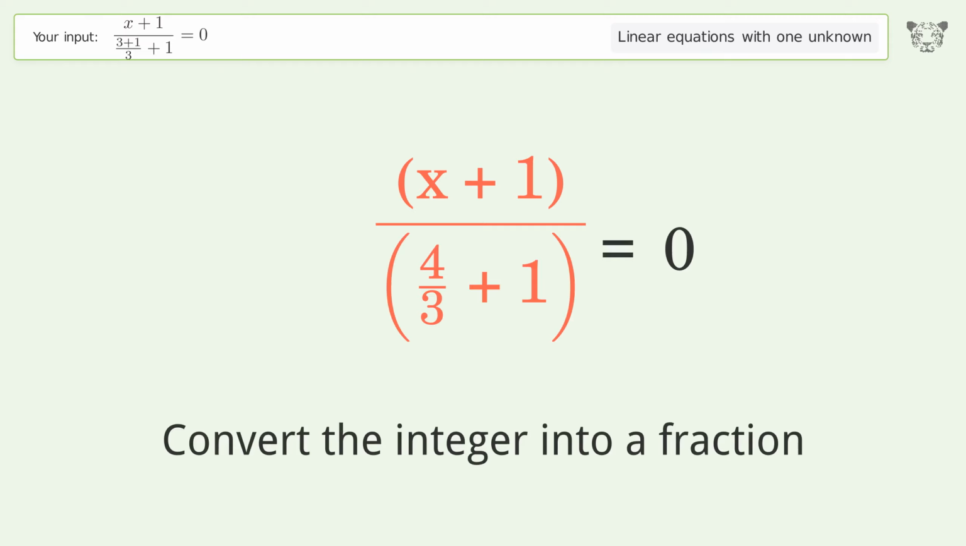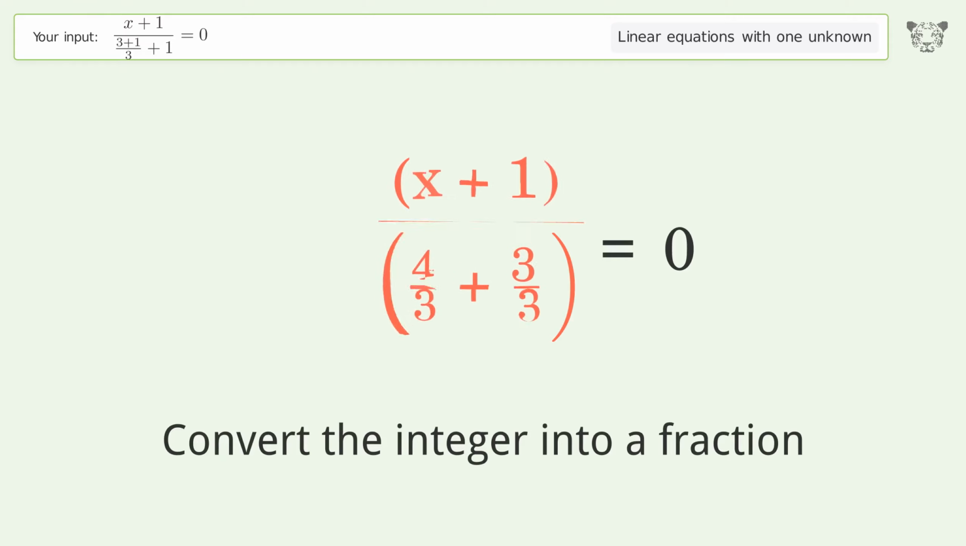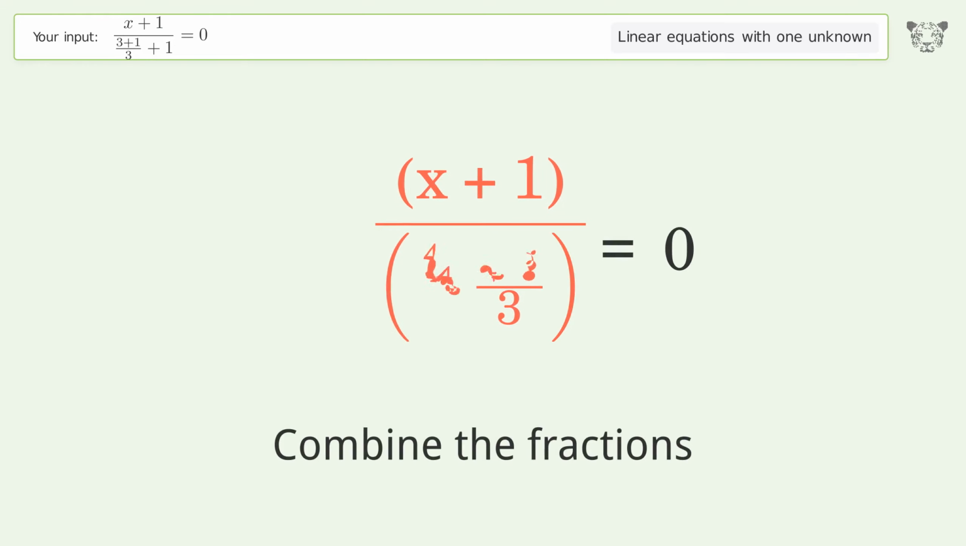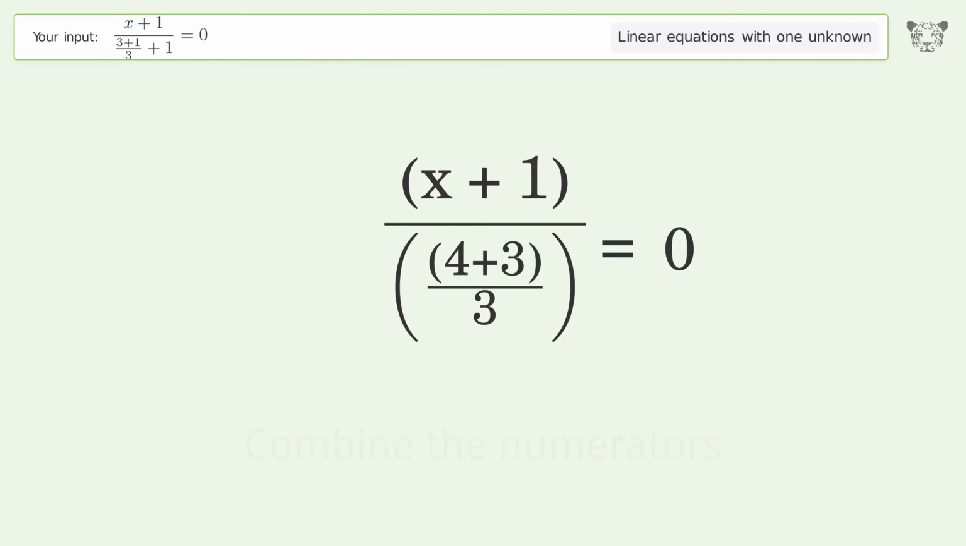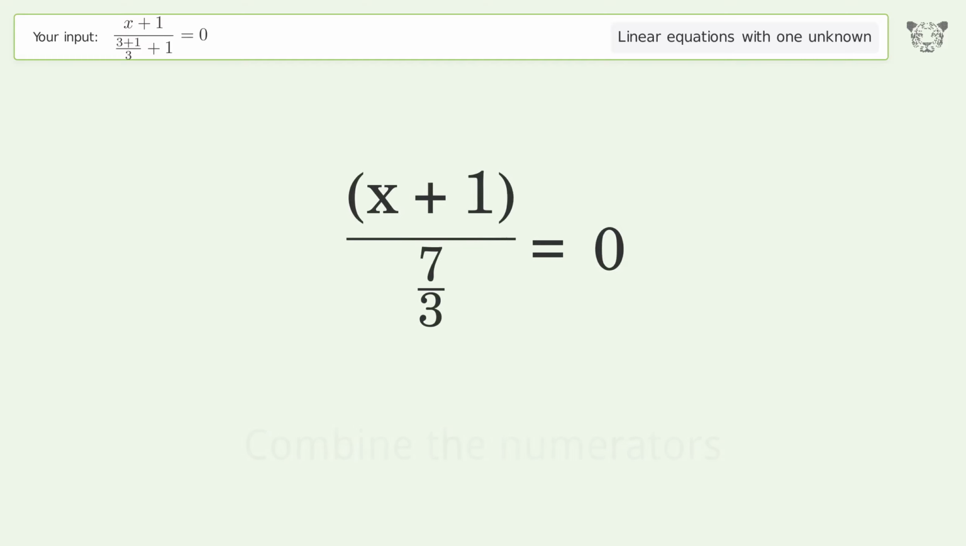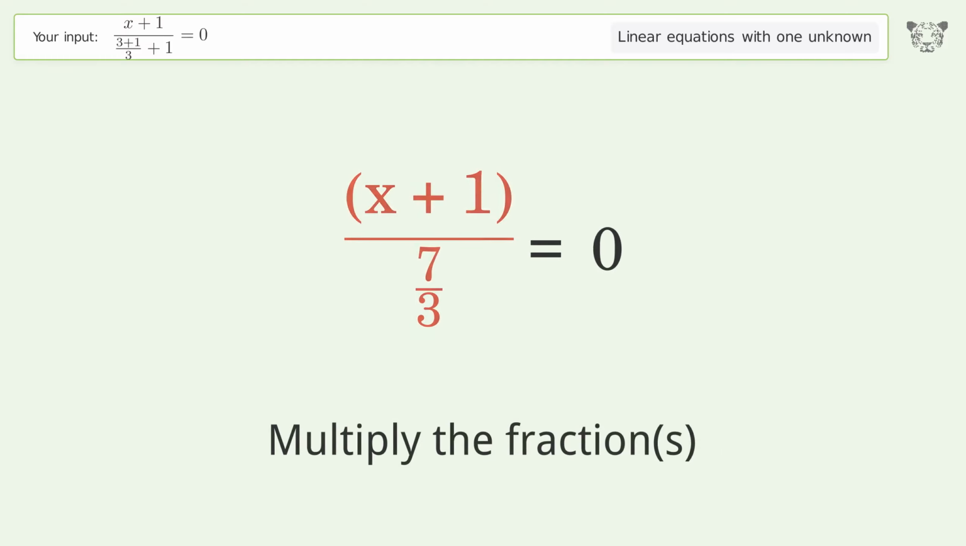Convert the integer into a fraction. Combine the fractions. Combine the numerators. Multiply the fractions.